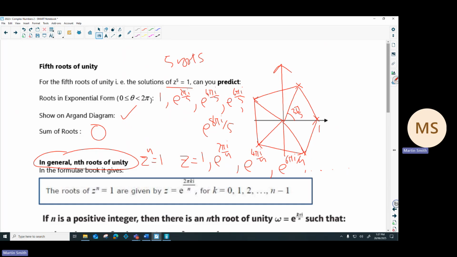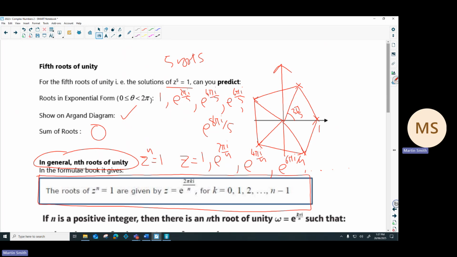until you get n different complex numbers. Those different complex numbers will be equally distributed on an Argand diagram. They will lie in a circle of radius 1. They will form a regular polygon of n sides on an Argand diagram. And the formula booklet essentially says this. So this is equivalent to saying what is in this box.